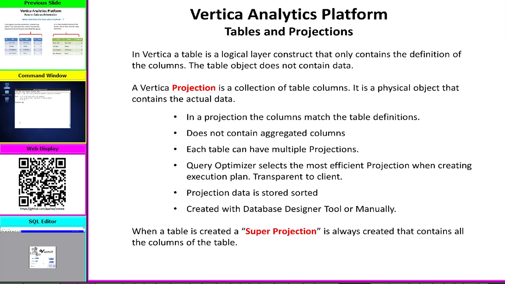So some details on these projections. A projection can only have columns that are defined in the associated table. A projection can have one or any number of the columns that are defined in the table. A table can have multiple projections. The projection data is always stored sorted. And every table always has a super projection associated with it, which contains all the columns of the table.